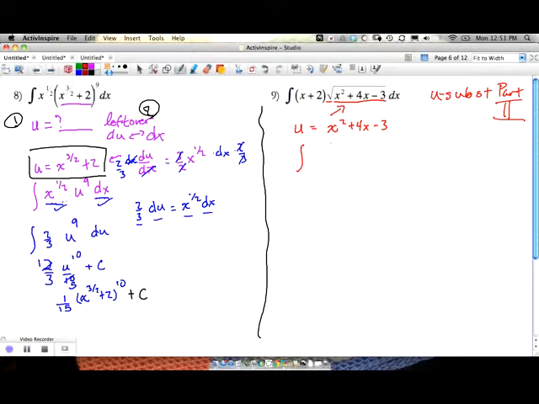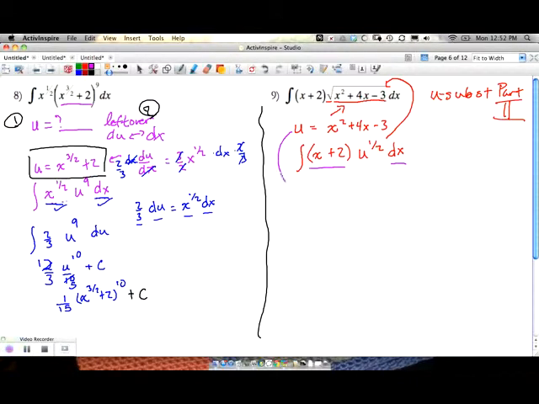That would mean that this is the integral of x plus 2 times u to the 1 half, and then dx. That 1 half came because it's a square root. So the pieces that I need to get rid of this time are the x plus 2 and the dx, because the u is there, so I've gotten rid of that. Now I've got to get rid of these other pieces. So how do I do that?